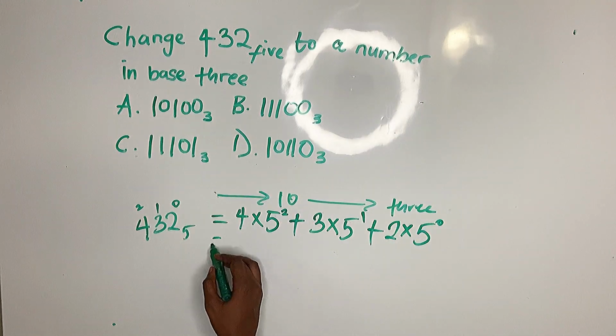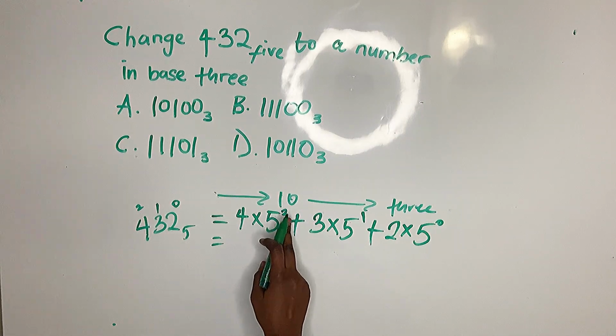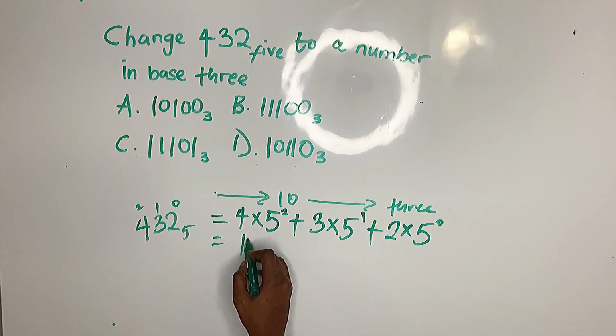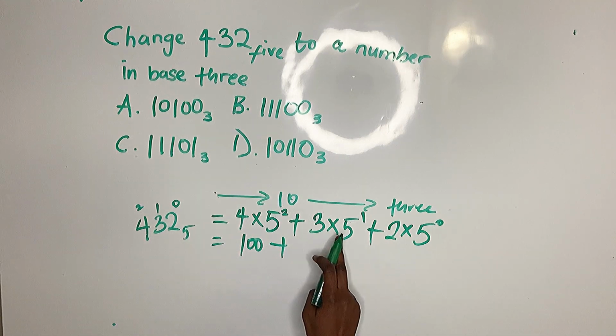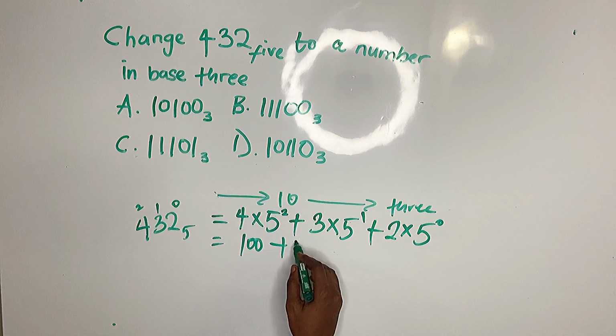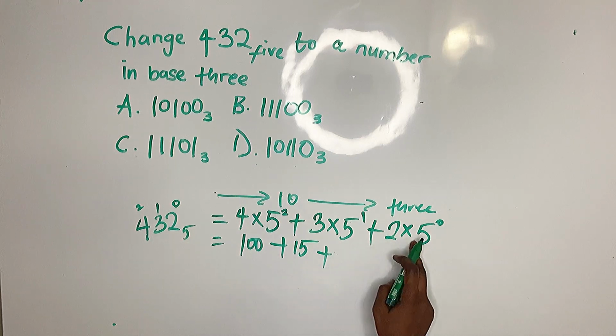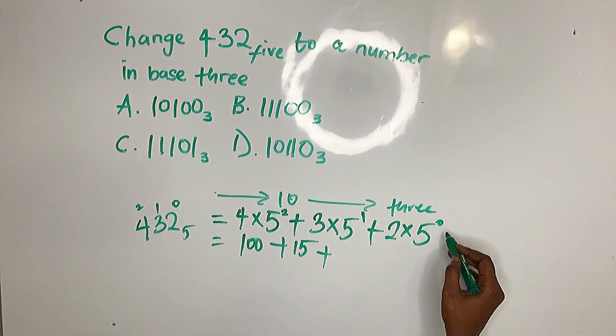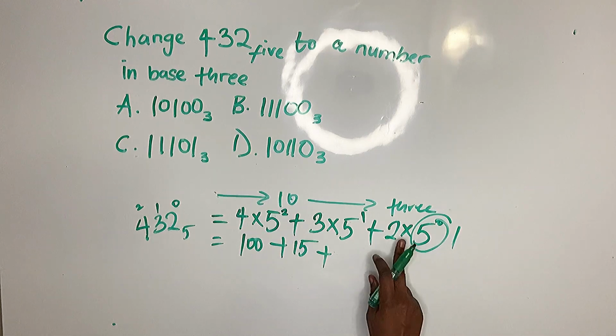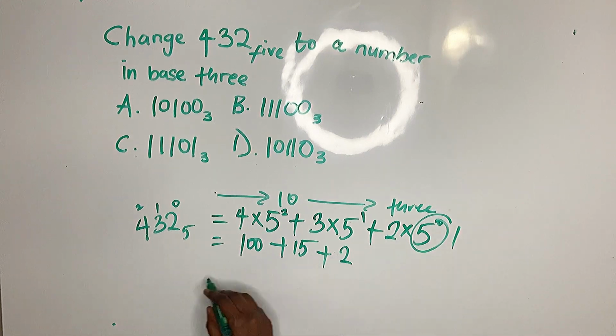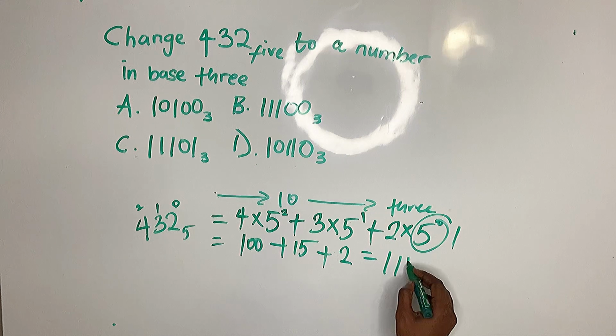So let's break this one down. 4 times 5 squared, 5 squared is 25. So 4 times 25 is 100, plus 3 times 5. 5 raised to the power of 1 is 5, so we have 15, plus 2 times 5. Now any number raised to the power of 0 is the same as 1. So here we have 2 times 1, which is 2. If we add this up, we should have 117.